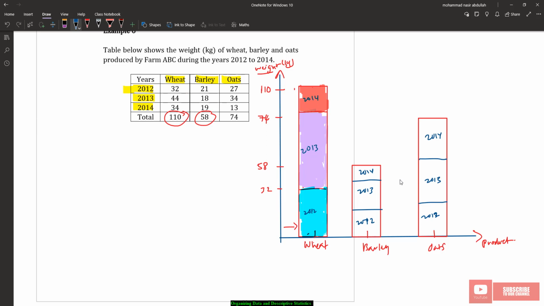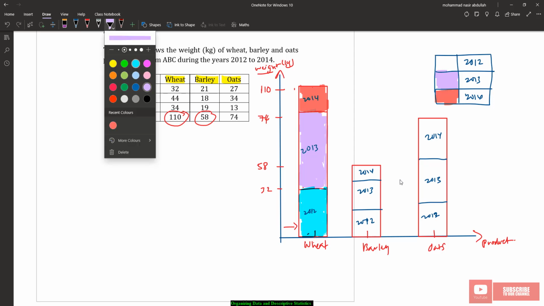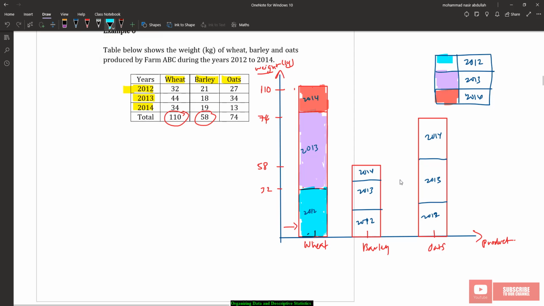So as in cluster bar chart, stack bar chart also have a legend. So legend should show the color or the theme that you use. This is 2012, 2013, 2014. So you tunjuklah this is a color for 2014, and this is a color for 2013, and this is the color for 2012. Right, as always, don't forget to write down the title for the graph.